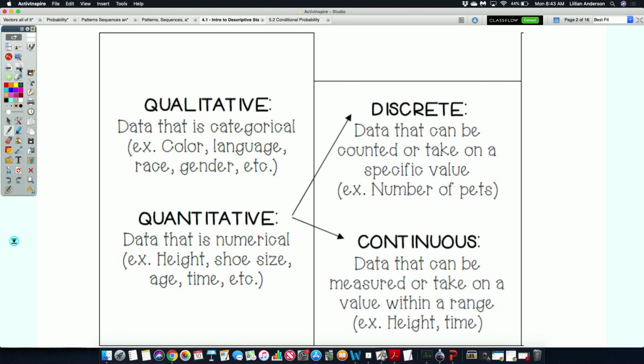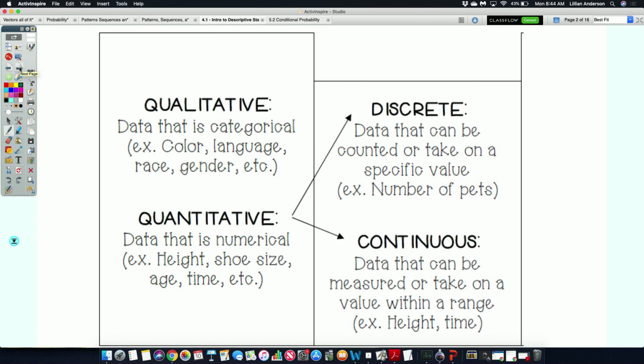Like, what's your shoe size? I'm a 9. You're a 9. What's yours? A 9. What's yours? 7. What's yours? 11.5. What's yours? 9. You're either going to have a whole number or you're going to have a 0.5, correct? All these things, though, that's discrete data. Shoe size is discrete data. Yes, you do measure your foot to get your size, but once you get your size, it is just that. It is 9, 7, 11.5.